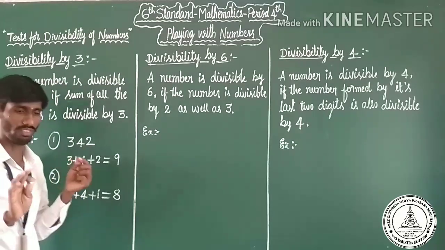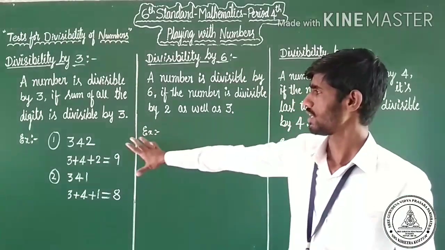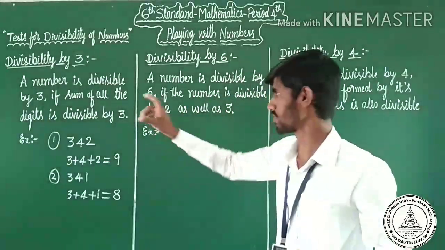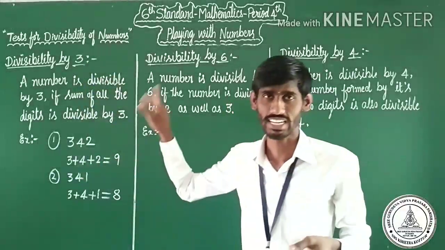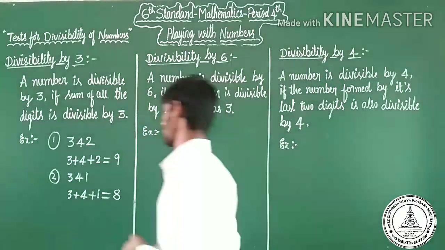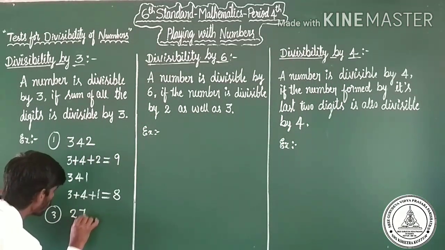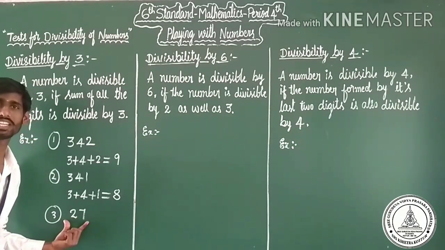Okay, Choto, what do we want to do? If you want to check the divisibility by 3, just add all the digits. If the sum is a multiple of 3, I mean the sum is divisible by 3, then the whole number is divisible by 3. I'll take one more example: 27. Observe 27. Does it follow the divisibility rule of 3?